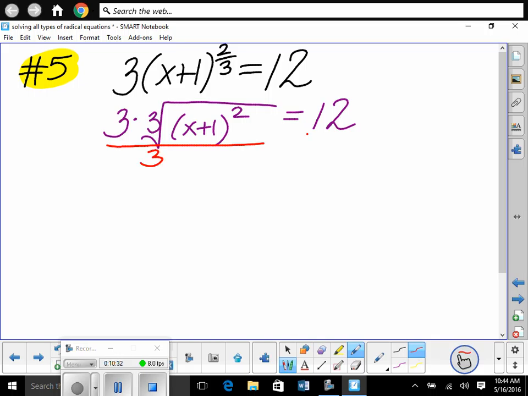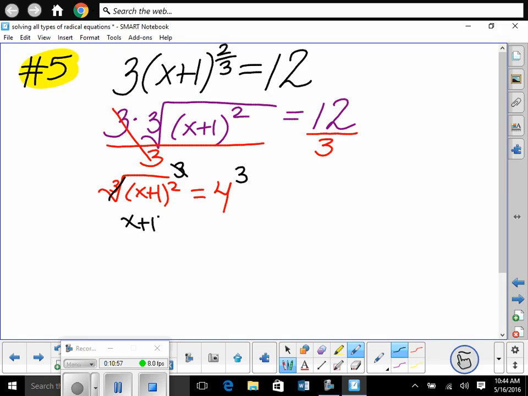Divide both sides by 3, leaving us with the cube root of x plus 1 all squared is equal to 4. Now what's my next step? Cube it, right? Cube both sides. We need to undo the cube root, so we cube both sides. So now cube root and cube are inverses. They cancel out, leaving us with x plus 1 all squared is equal to 64.